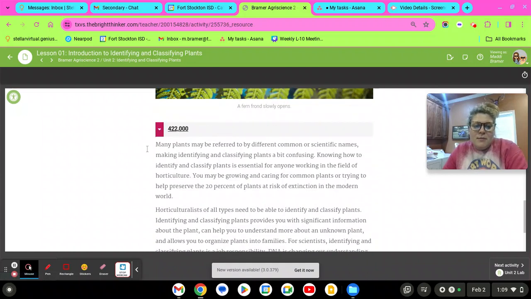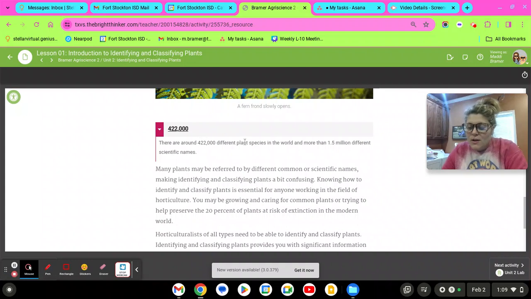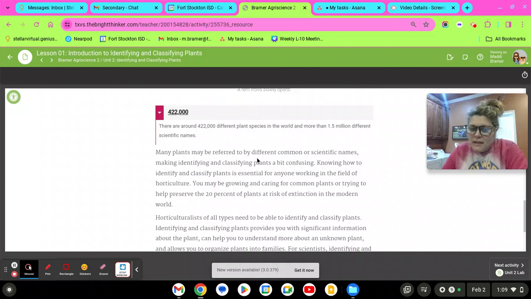So, how many different plant species are in the world? This is why I said it's not really likely for you to memorize this. There are 422,000 different plant species in the world, and there's more than 1.5 million different scientific names.